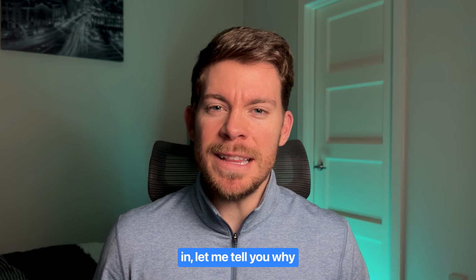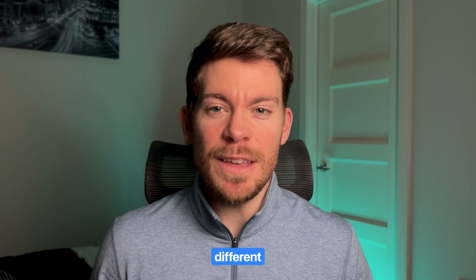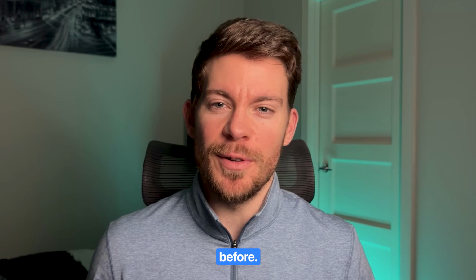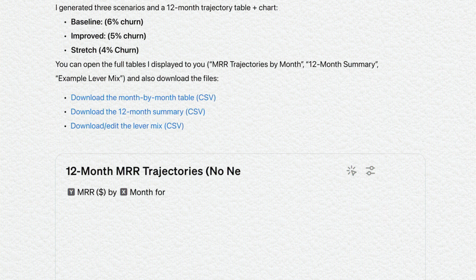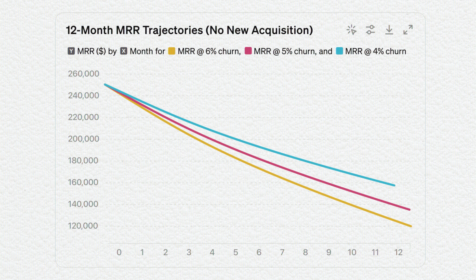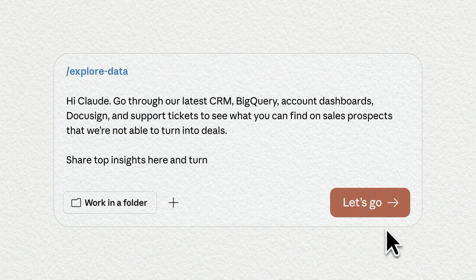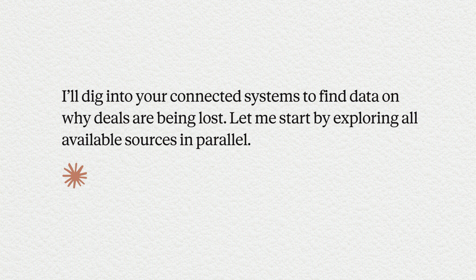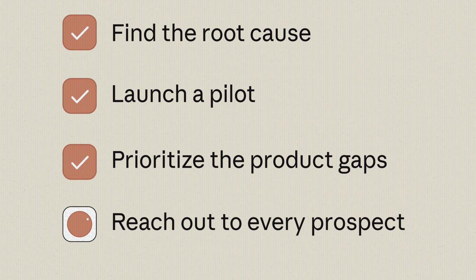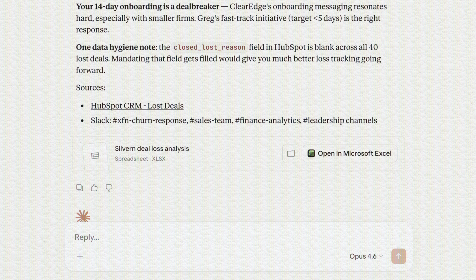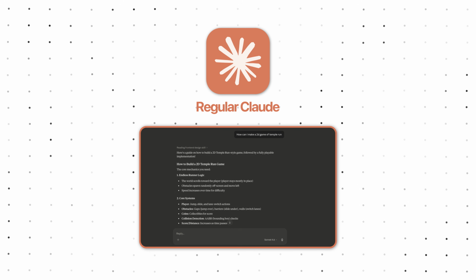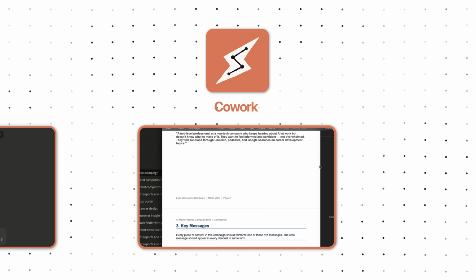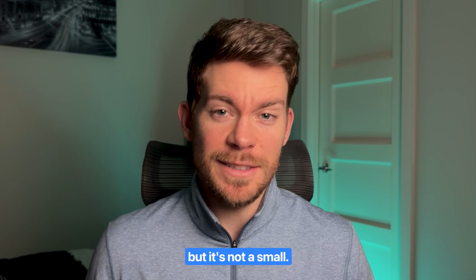Before we dive in, let me tell you why this tool is fundamentally different from anything that you have used before. Most AI tools are conversational tools. You ask and they answer. You still have to go and do the actual work. Cowork is different. You describe what you want done and Claude figures out the steps, addresses your actual files, runs the work, and delivers finished outputs directly to your file system. Regular Claude shows you how to do something, but Cowork actually does it. That distinction sounds small, but it's not small.